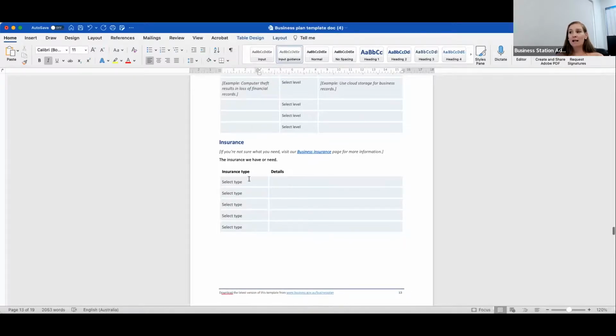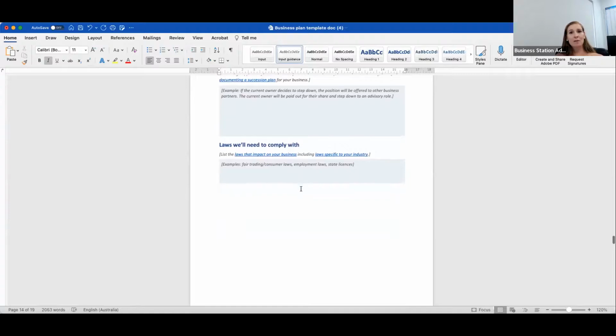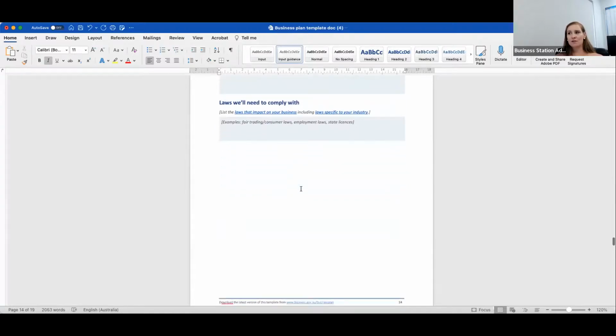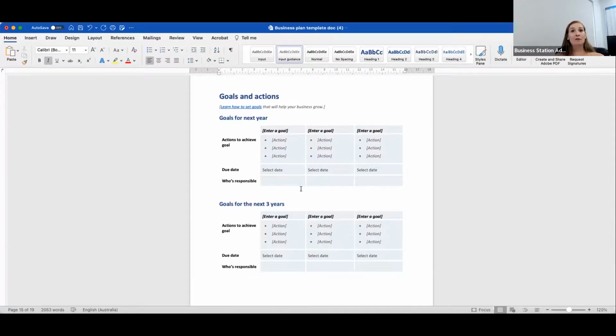Insurances, you'll highlight your different insurance policies. If you're a new business, you may want to click on this link for the business insurance page to find out what sort of insurance you actually need. Then you'll have to go away and get quotes for it and obviously address the details in here. Succession planning is absolutely crucial. Laws that you need to comply with as well, you need to be across those. So that's very important.